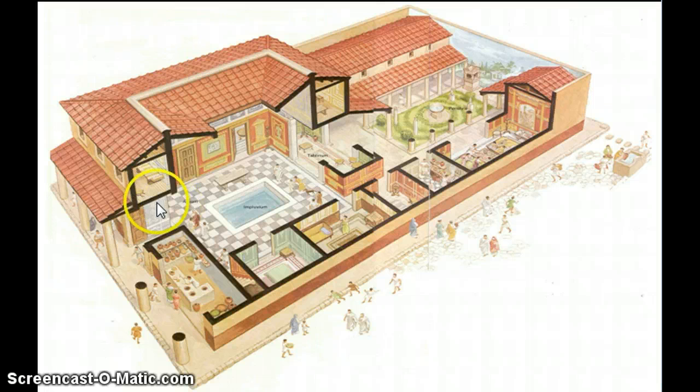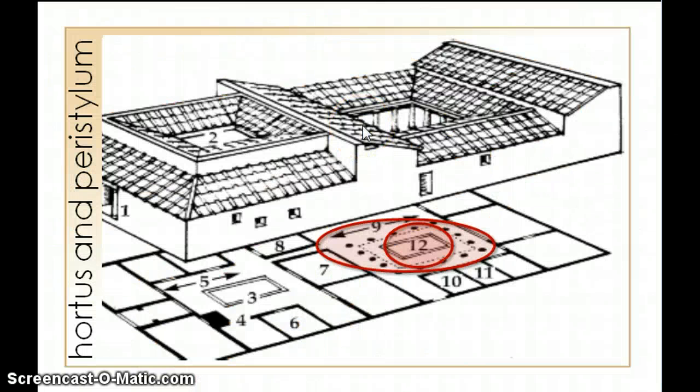Let's take a look at some more. There are two parts of the Roman house. One is the interior, the other is the exterior, or the formal living space, and then the informal. This would be known as the hortus, and then, of course, the peristylum.